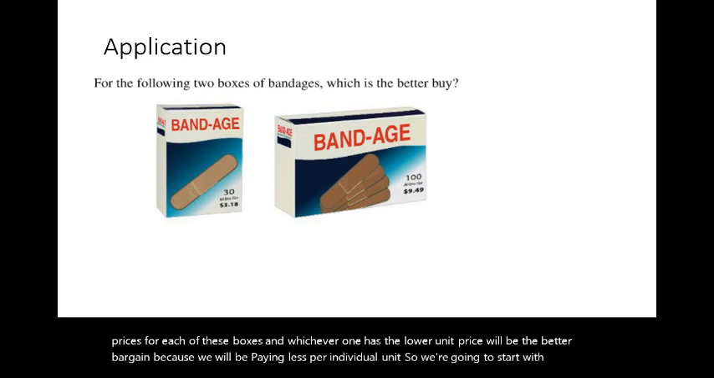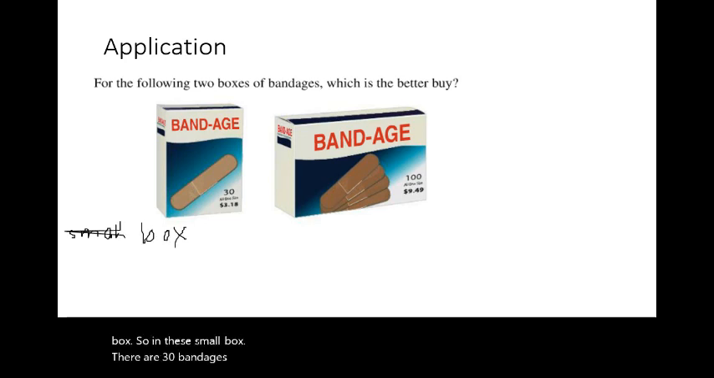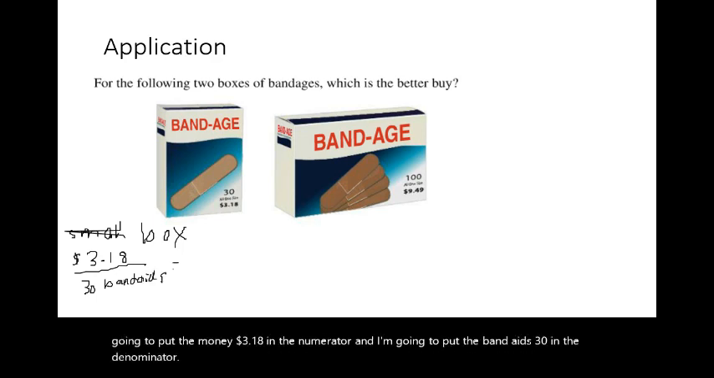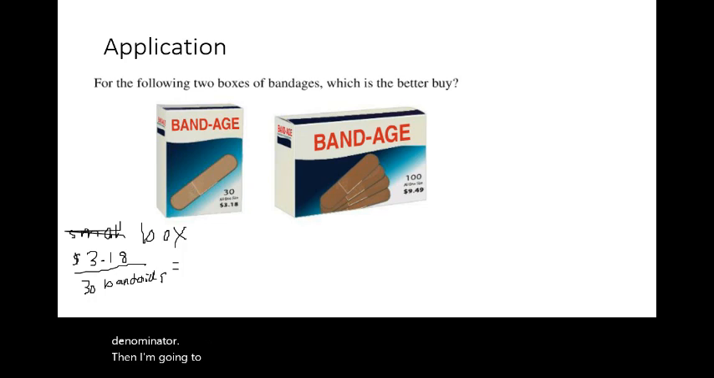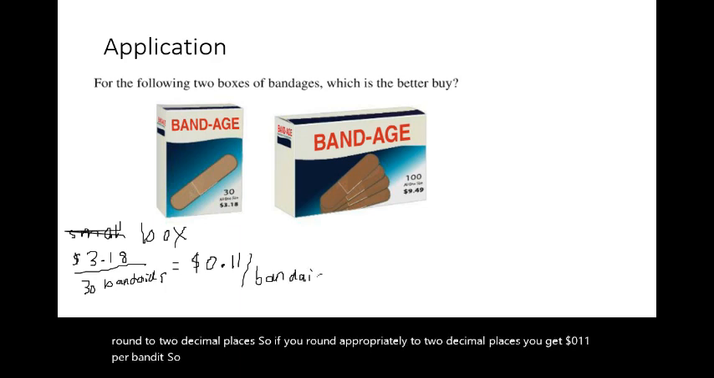So in the small box, there are 30 bandages in here, and it costs $3.18. So we're going to represent this as a ratio. I'm going to put the money, $3.18, in the numerator, and I'm going to put the Band-Aids, 30, in the denominator. Then I'm going to take 3.18 and divide it by 30. Now remember, this is money, so we should always round to 2 decimal places. So if you round appropriately to 2 decimal places, you get 11 cents per Band-Aid. So that means in this small box, each Band-Aid costs 11 cents.